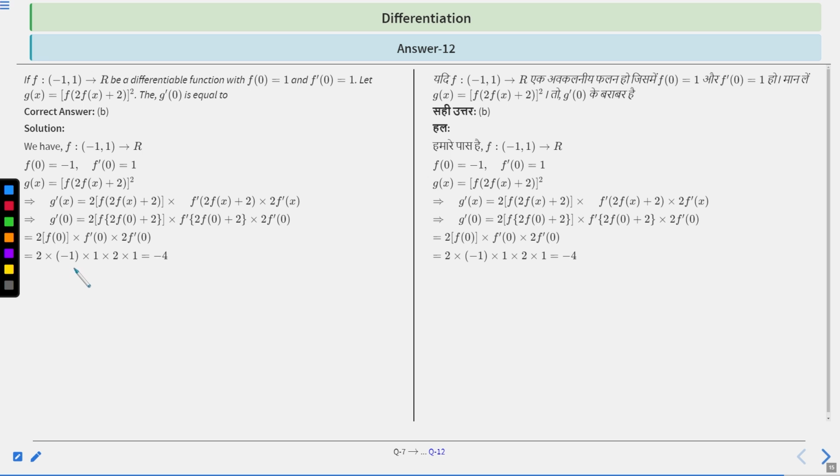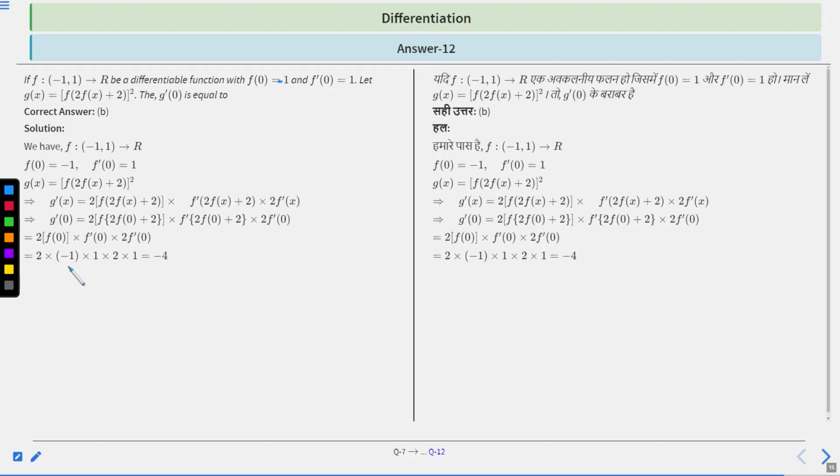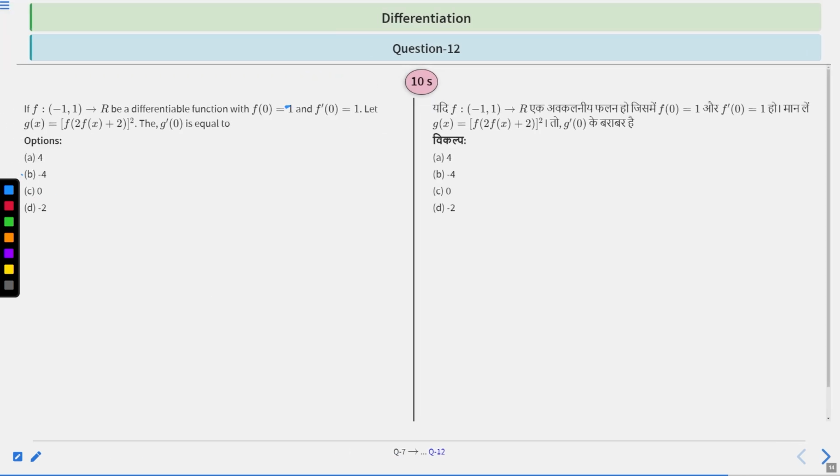By putting the value of f(0) and f dash 0, you will get, see, f(0) is minus 1, f(0) is given as minus 1. Mistakenly it is written 1, but f(0) is minus 1, right? So f(0) is minus 1, f dash 0 is 1 and f dash 0 is 1. So you will get the value as minus 4, which is option B. Clear? Okay.